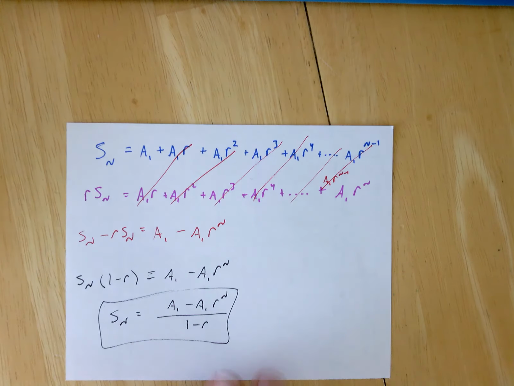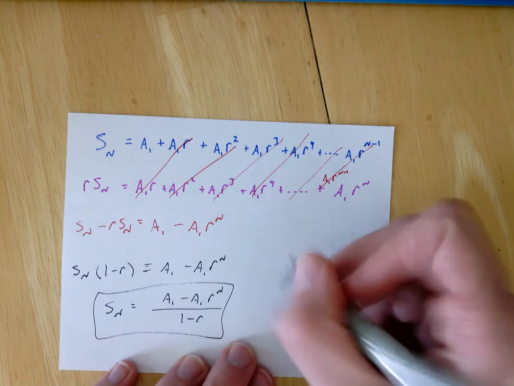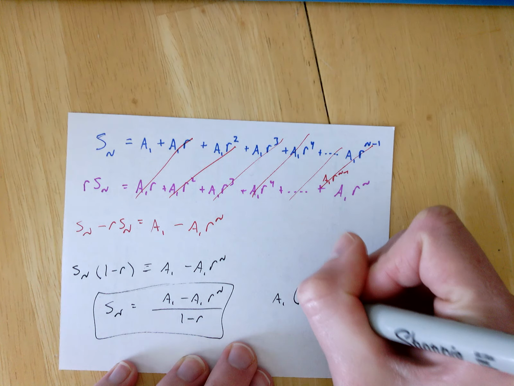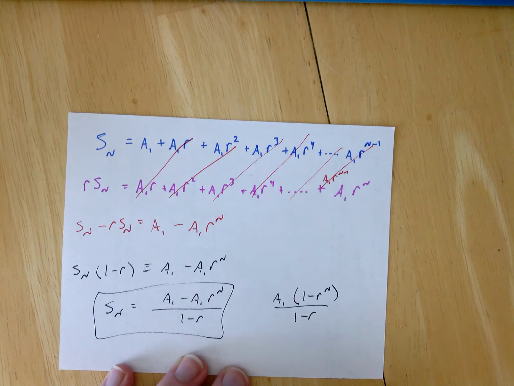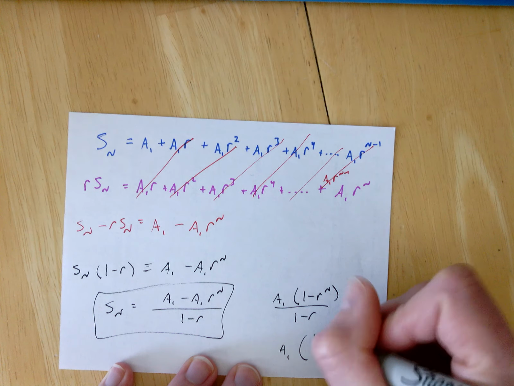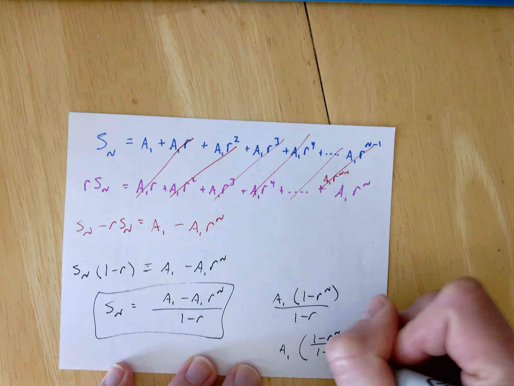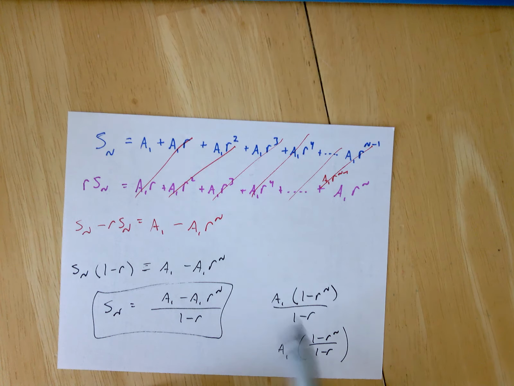Okay, now as a side note, a lot of times people will factor out that a sub 1 there, because that's a common factor. So you could also write this as a sub 1 times 1 minus r to the n over 1 minus r. Or sometimes you'll see it as a sub 1 and then just times the whole fraction 1 minus r to the n over 1 minus r. Okay, so those three are all equivalent versions of the same thing. And some people like one formula better than the other. That's all. All right, so that's our proof.